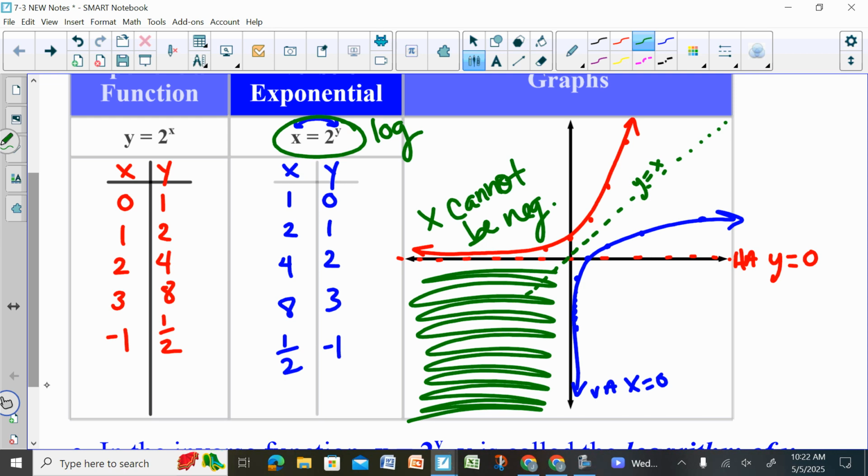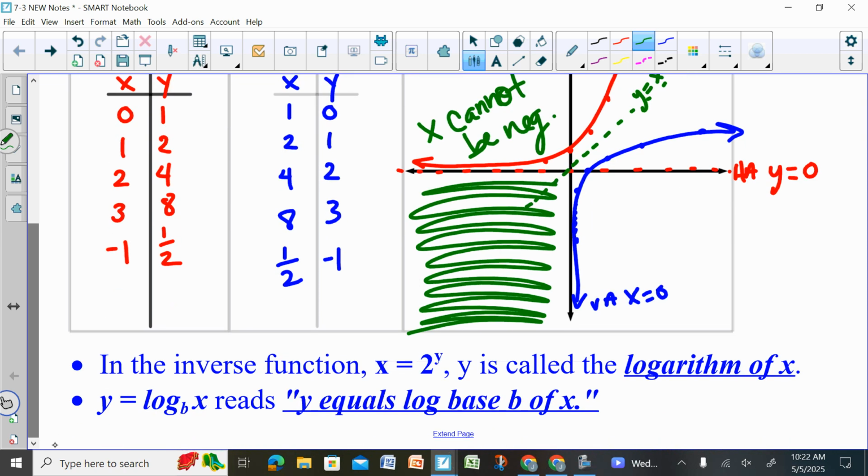So, not so much about the graph that we have to worry about. It's just all the information. The inverse function is called the logarithm of x. And so what we would write here is y equals log base b of x. That's how you read these, log base b of x.